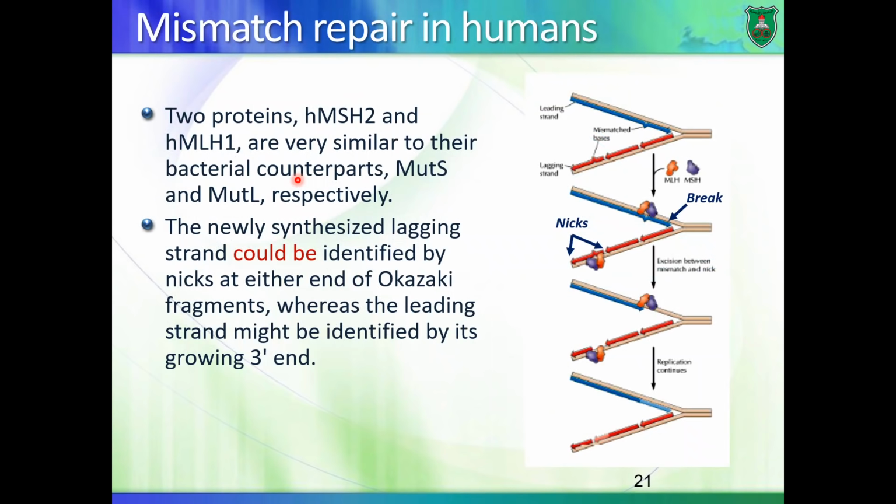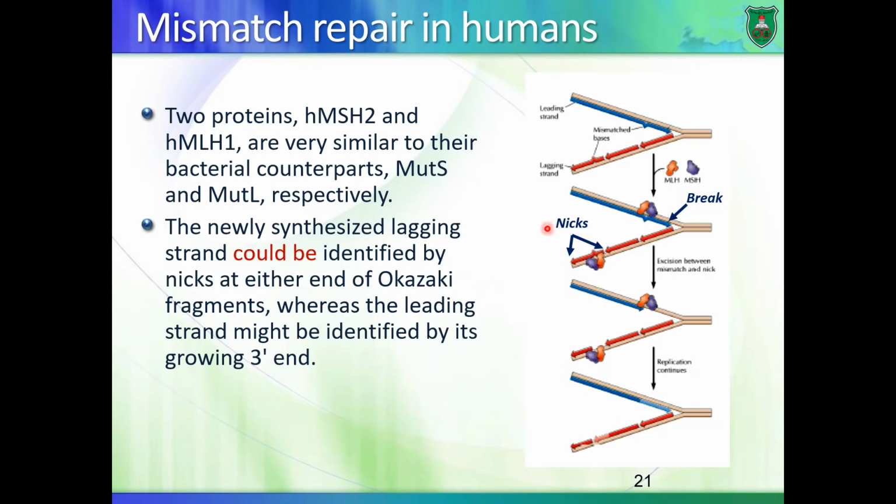Now the thing is, do we have such a system in our cells? And the answer is yes, but of course. So yes, we do have a system that is similar in our cells, similar to the bacterial cells, and we have two proteins known as human MSH2 and MLH1. These two proteins are similar to the MutS and MutL proteins in bacteria, except that we do not have an adenine methylase in our system. So how do these proteins, MSH and MLH1, know which strand to repair?